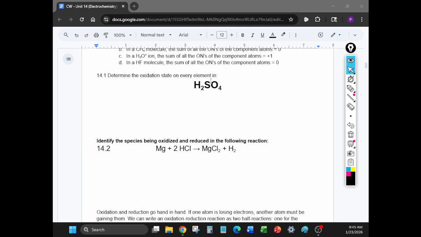If you want to try this one out, you can. So pause the video. I will give you the answer. Pause the video, try it out. We just took a look at sulfate, but see if you can figure out the oxidation number of each element in this compound. So pause the video right here and try it out.